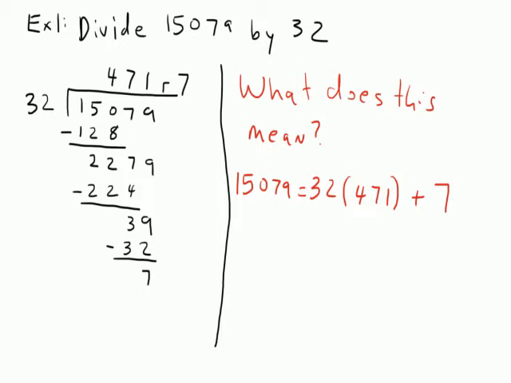Now each of these terms has a specific name here. So let's look at this. The 15,079 is called our dividend. It's the number we started with. The 32 is the divisor. The 471 is the quotient. And the 7 is the remainder.